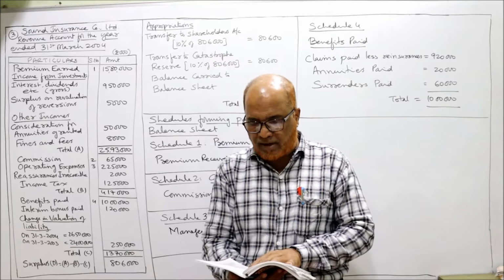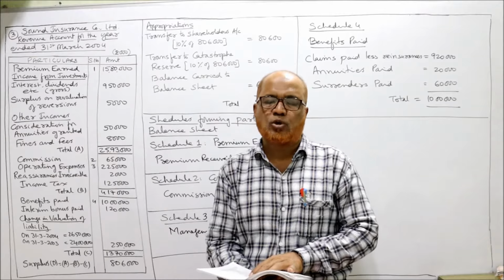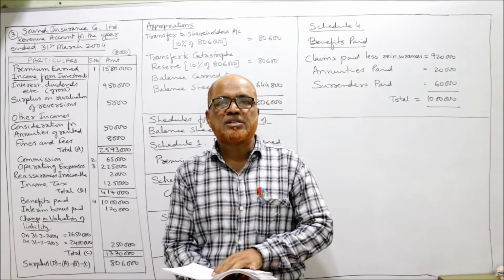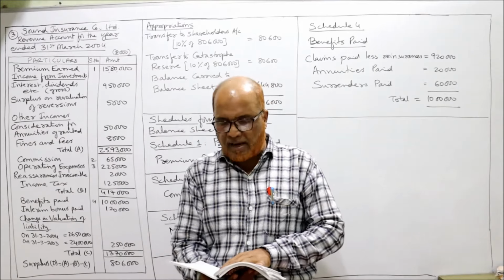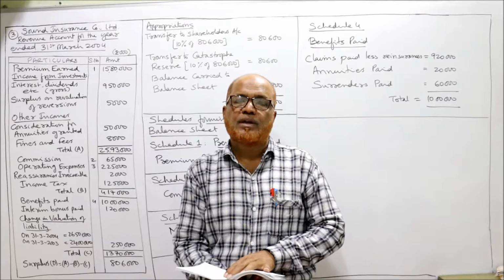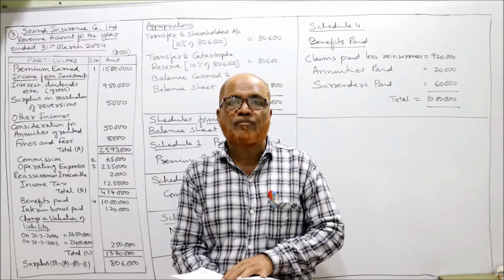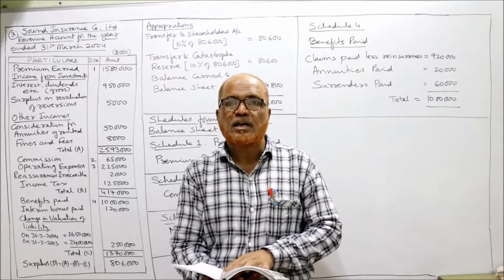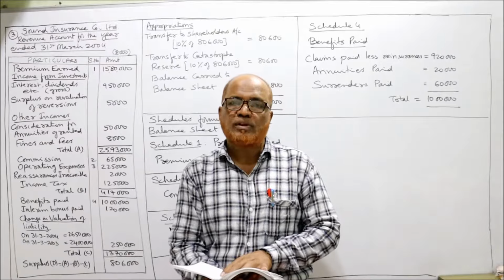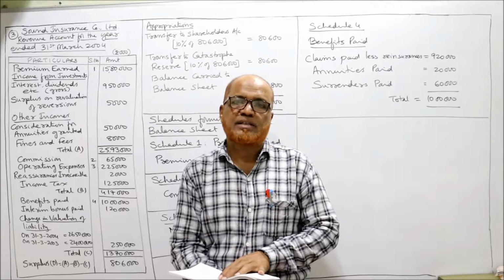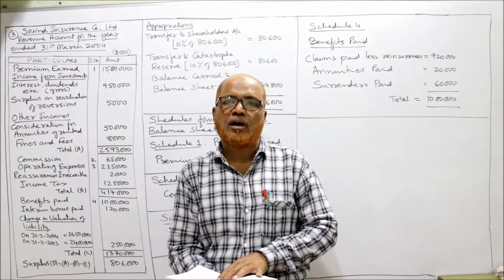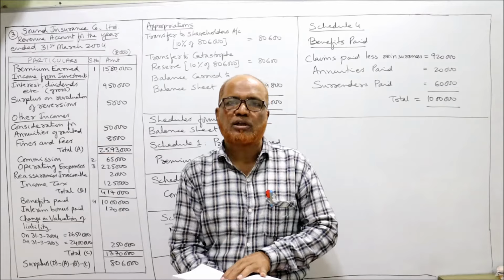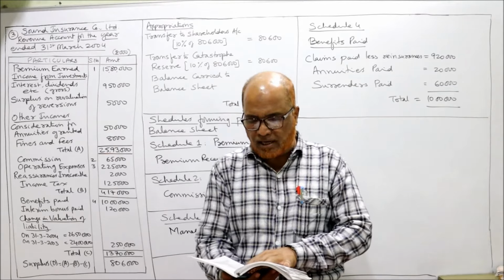Surplus on revaluation of reversions, this is the new point. Surplus means the profit. Surplus on revaluation of reversions, this will be taken under income from investment. Reassurances irrecoverable, this will come below operating expenses. Schedule number 3, schedule number 3 के नीचे लेंगे reassurances irrecoverable.